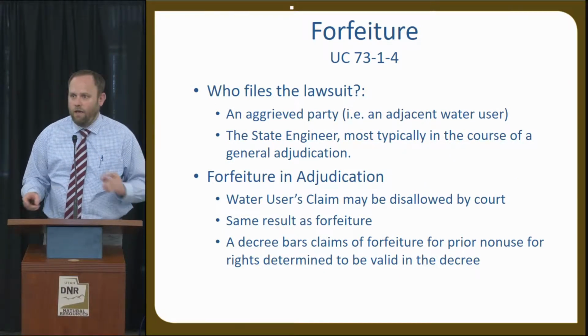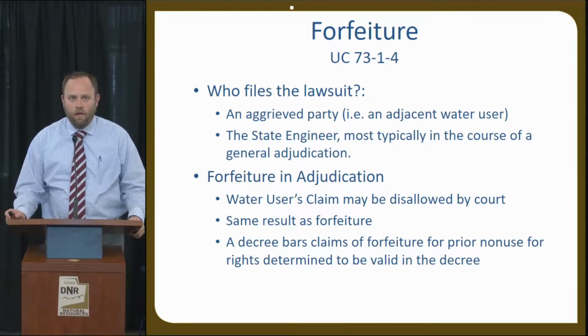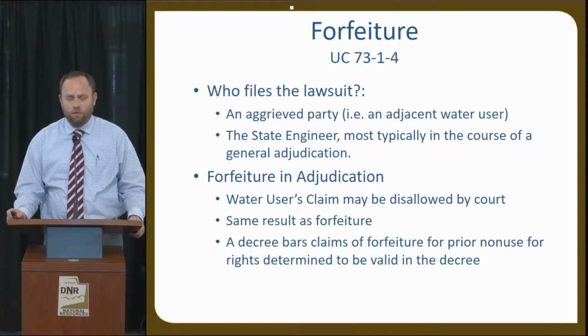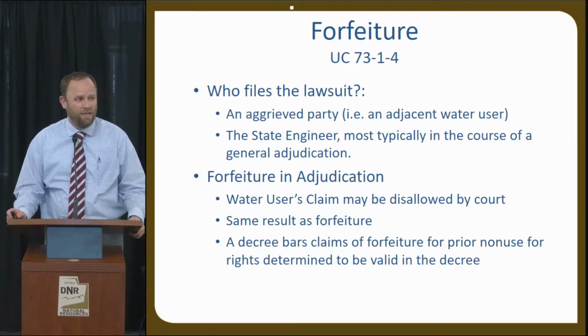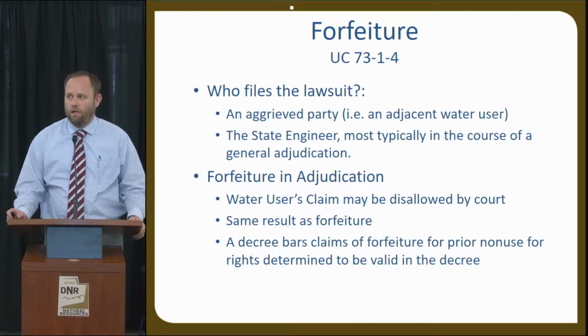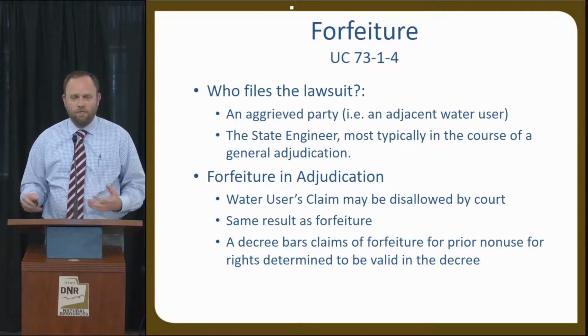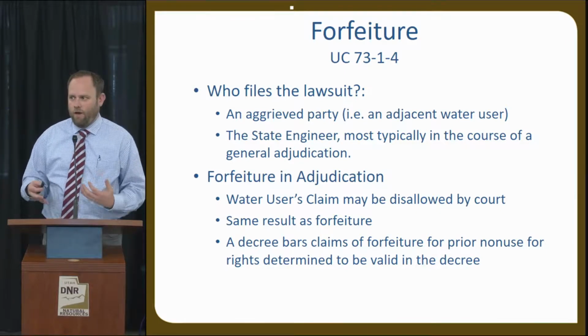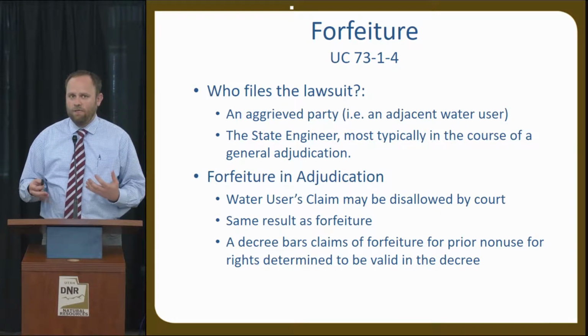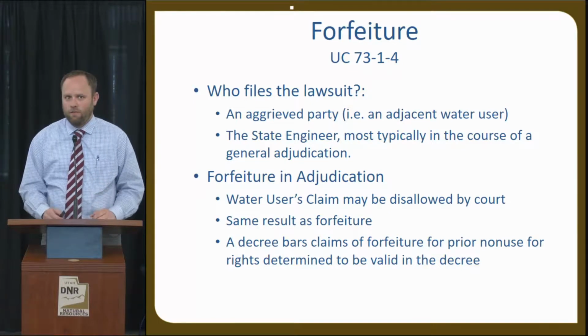All right, so who files a lawsuit in this case? Typically, it's an aggrieved party, someone that can be harmed, usually by that water right coming back into use. And then the other case is the state engineer certainly can bring a lawsuit of forfeiture. Most typically, this is done in the course of a general adjudication. Now, we're going to have an entire presentation on adjudication, so I don't want to get too deep into this, but in an adjudication, water users submit claims, they're evaluated, and if they're found not to be valid, they're listed as disallowed, which is effectively the same result as a forfeiture.